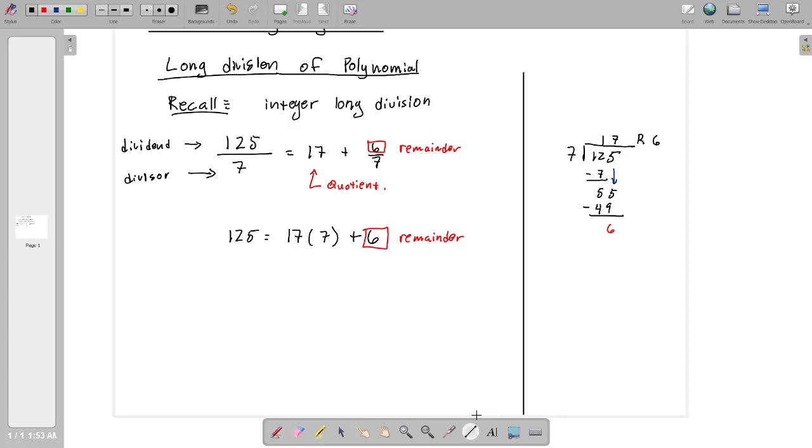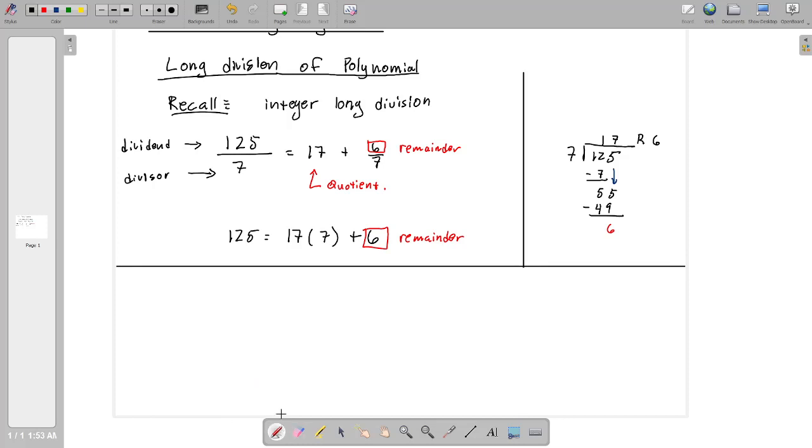Now, this is a long time ago, so if you don't remember, it's not a huge deal. We're going to talk about polynomial long division in this section, though, so it helps to remember.